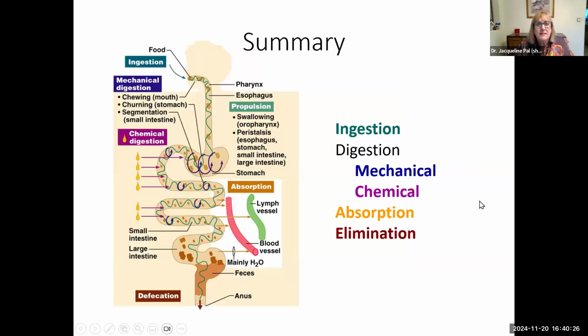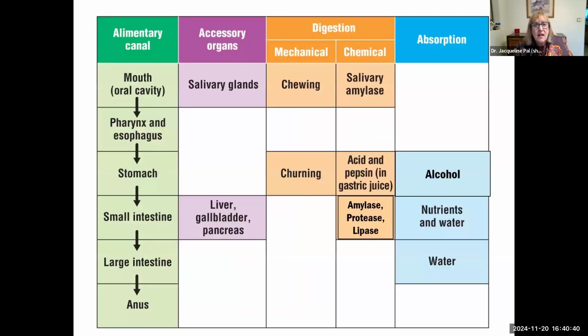Okay, for a summary, here is that picture I used at the beginning to talk about all these steps of food processing. So take a minute and look at the words and make sure you can explain all of it. And then I put in table form all the different parts of the alimentary canal, added in the accessory organs, and put in different types of mechanical and chemical digestion. I forgot to put in here with the pancreas the bile for the mechanical digestion, the emulsification. So you definitely make sure you add that in.